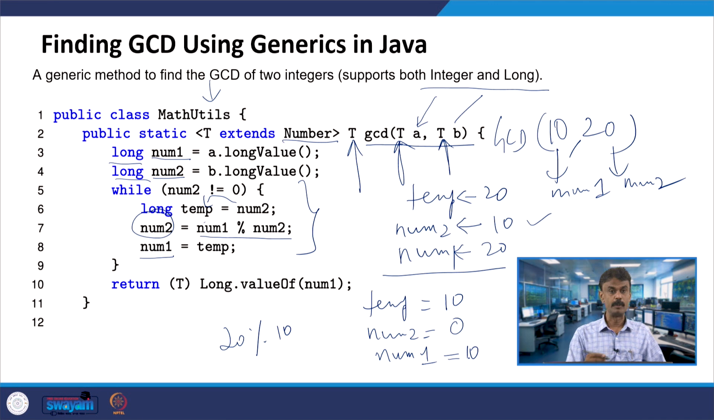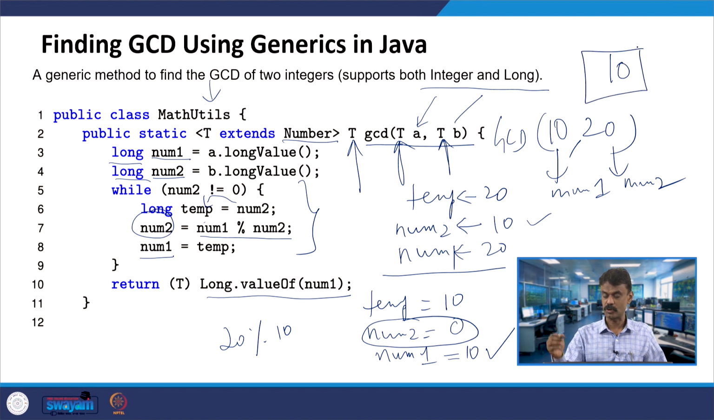Now coming to the while loop, while number 2 not equal to 0 is false, because number 2 has already become 0. Then you come out and print the long value of number 1, which is 10. So the GCD of 10 and 20, the greatest common divisor, is 10. We have taken a simple example; this is how the loop is working.